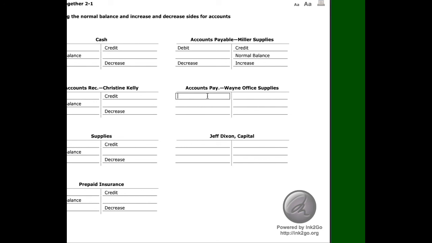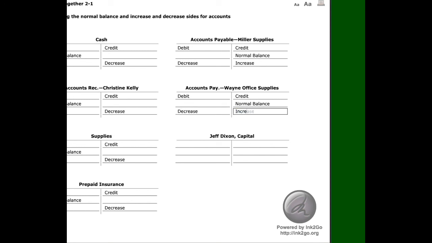Now we have the same thing, another accounts payable account, just a different company. So we'll take the same exact steps as we did in the previous problem with Miller Supplies. Debit, credit, normal balance, and decrease, and increase.